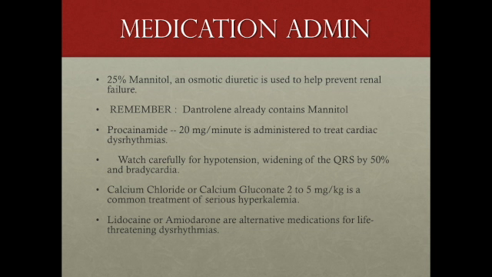Okay, keep in mind that 25% mannitol, which is an osmotic diuretic, is used to help prevent renal failure, and dantrolene already contains mannitol within it. Also, we're going to do procainamide, which is 20 milligrams a minute and is administered to treat the cardiac dysrhythmias. We have to watch carefully for hypotension, the widening of the QRS by 50%, and bradycardia. Calcium chloride or calcium gluconate, 2 to 5 milligrams per kilogram, is common treatment for serious hyperkalemia, and lidocaine or amiodarone are alternative medications for life-threatening dysrhythmias.